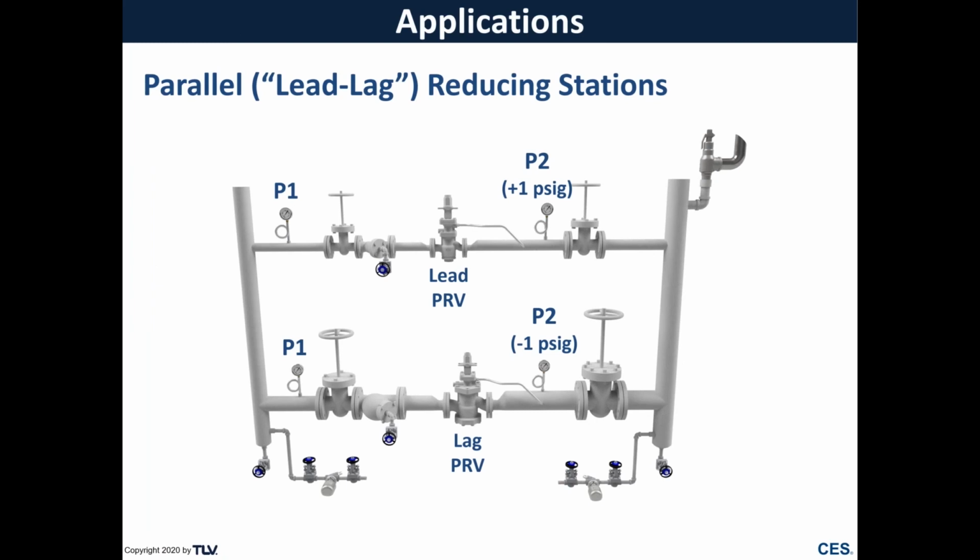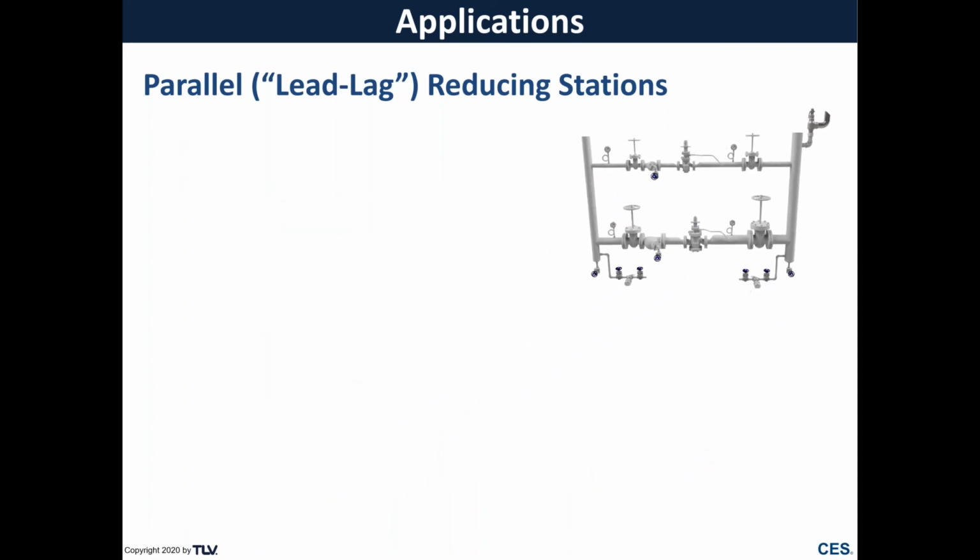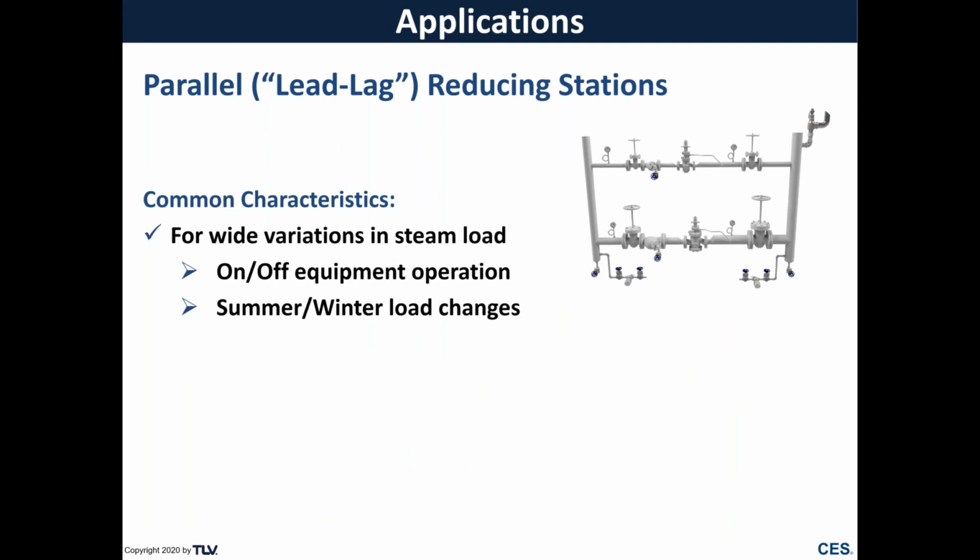Lead lag reducing stations typically consist of two valves in parallel, both valves supplied by the same primary pressure and both controlling the secondary pressure, but at slightly different set points, such that the two PRVs don't fight each other trying to control the same exact pressure. This arrangement is used in applications where there can be wide variations in steam demand from one moment to the next, such as when large steam using equipment is suddenly turned on and off, or from one season to the next, often referred to as summer-winter loads.